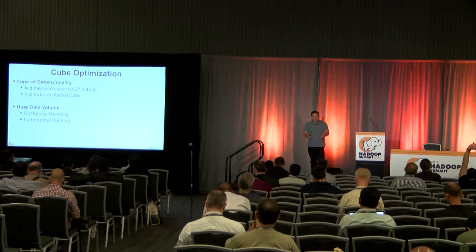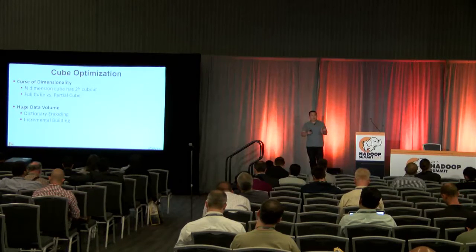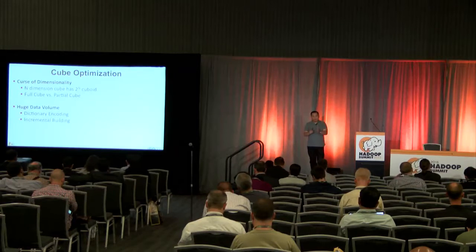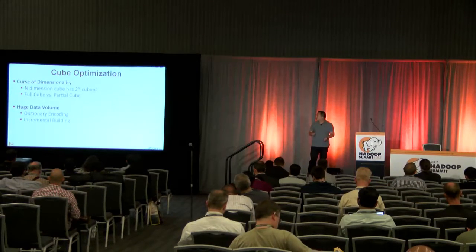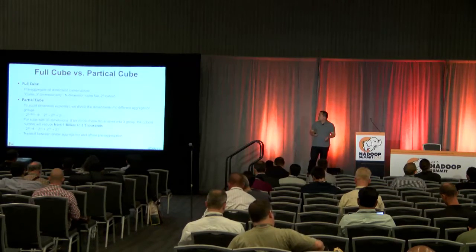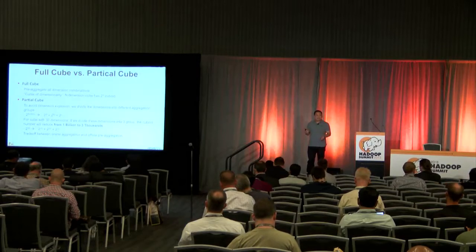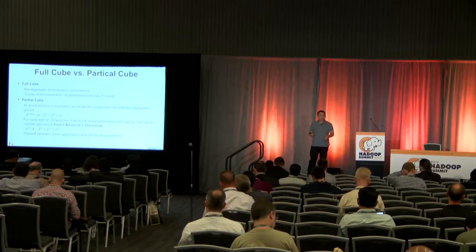Also, we have dictionary encoding to reduce the data, converting a dimension's string value to a digital value, so that the final storage will be very, very small. And we also support incremental build, so we do not need to pull all the data every time. Okay, so this is a very important thing inside Kylin. We call it a partial cube.